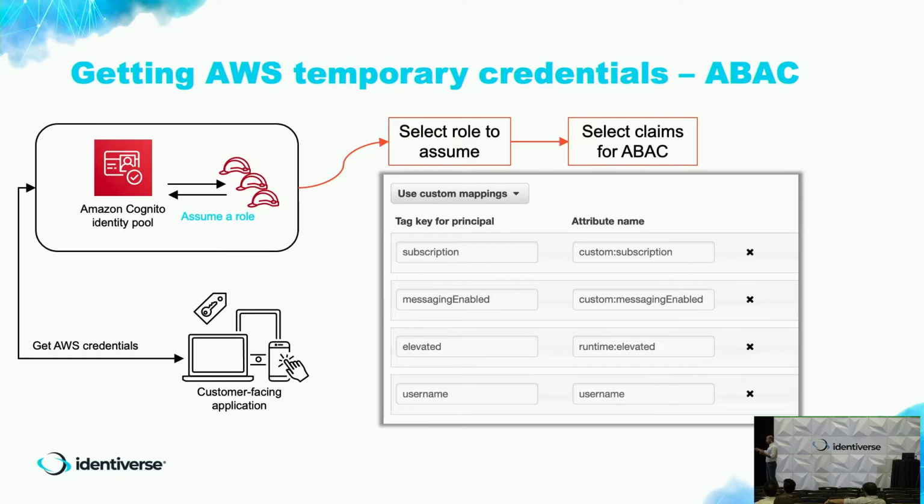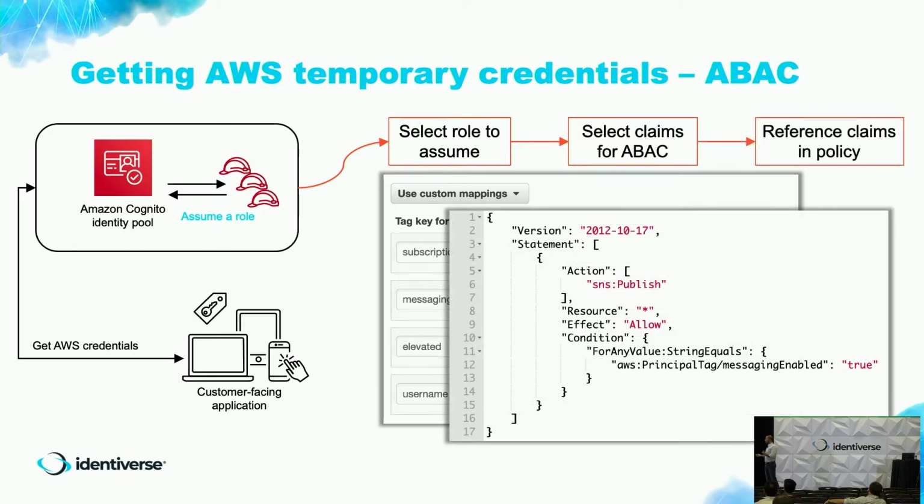In this configuration, for example, I'm asking Cognito to make the custom subscription claim, which is coming in the token, available to me as subscription. And this will be a variable in my policy. I can write my policy now in some way like this.